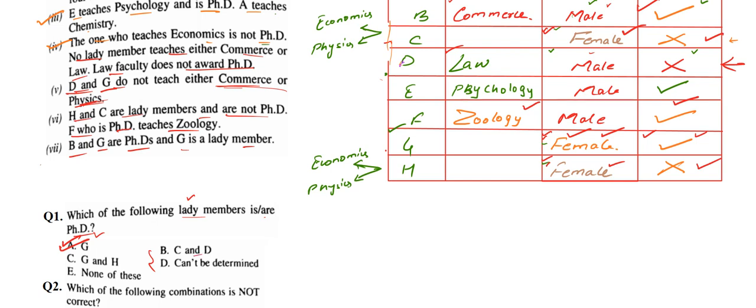Option B, C and D. So you can check, D is a male and they both do not have a PhD degree. So B cannot be a correct answer. Option C, we have G and H. So G we know is a female as well as has a PhD degree. But H, you can see she is a female but she does not have a PhD degree. So option C is wrong. And D and E, D you can check can't be determined, but this option is false because we can say that G is a lady member as well as she is holding a PhD degree. So none of these cannot be true because we have got A to be a true answer. So our answer to our first question will be option number A.